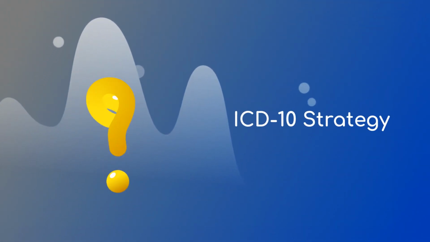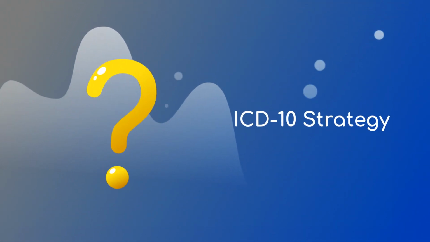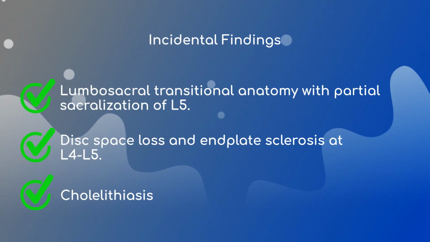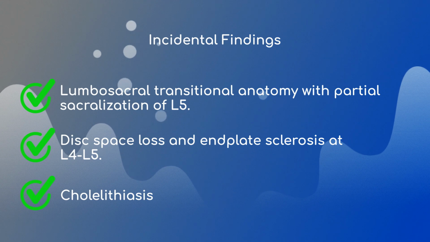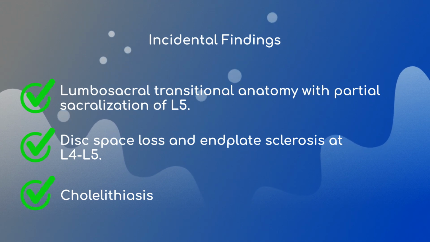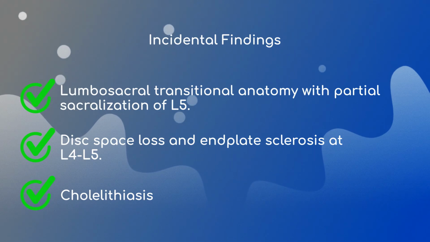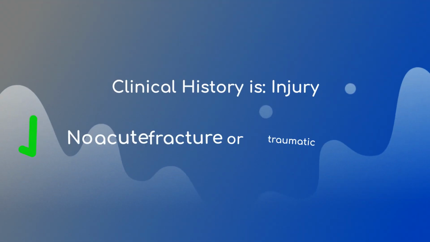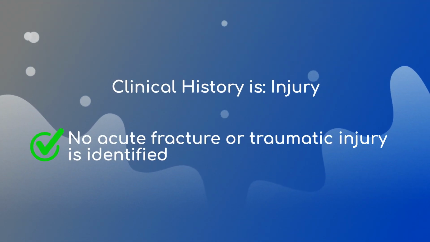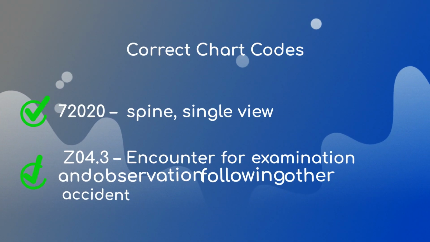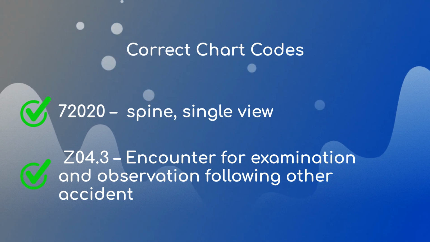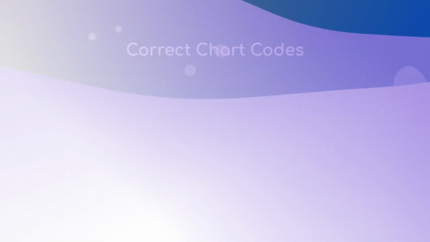Here's what the radiologist documented in this case. Lumbosacral transitional anatomy with partial sacralization of L5, no lumbar scoliosis, disc space loss and end plate sclerosis at L4-L5, no interval vertebral body height loss, cholelithiasis, and the clinical history is injury. No acute fracture or traumatic injury is identified. Since this is an emergency room visit for a new injury, but no acute findings were found on imaging, you must follow ER coding guidelines.